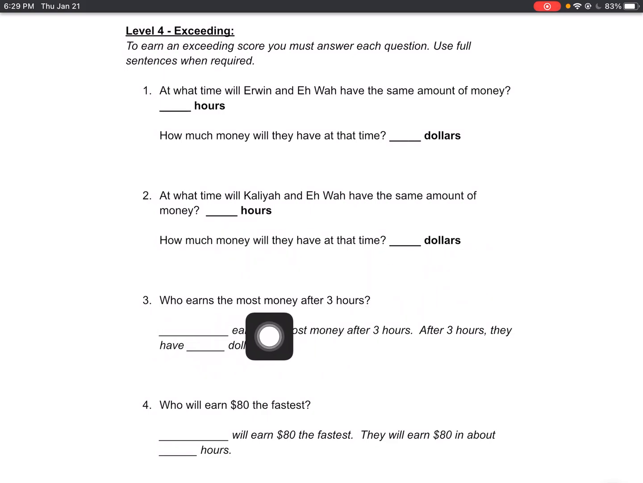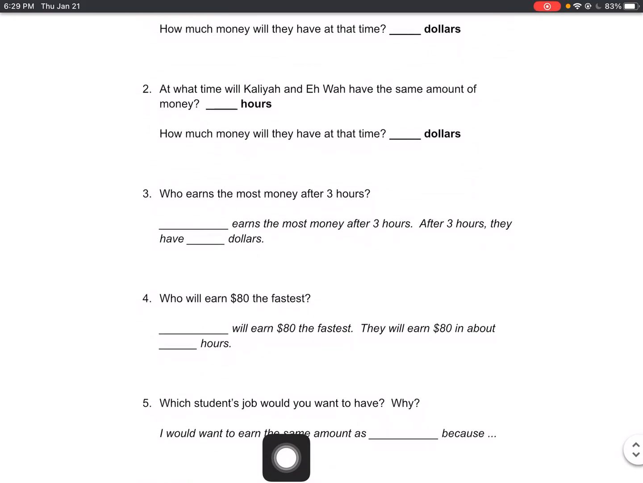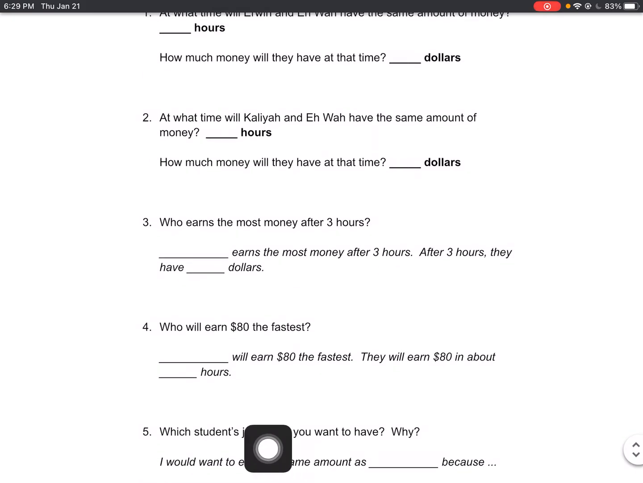Who earns the most money after 3 hours? Earns the most money after 3 hours. After 3 hours, they have dollars. Who will earn $80 the fastest? And which student's job would you like to have and why? So I would want to earn the same amount as blank because blank.